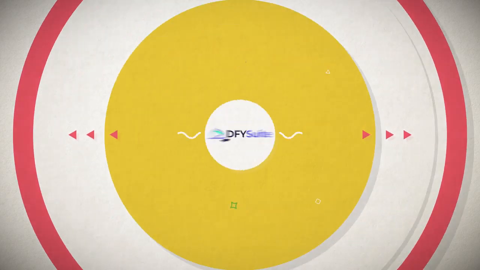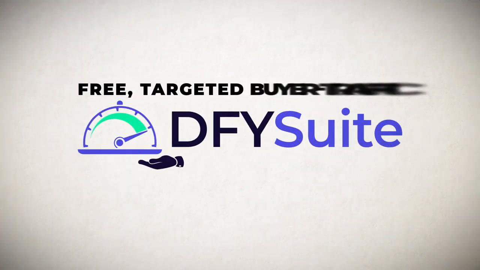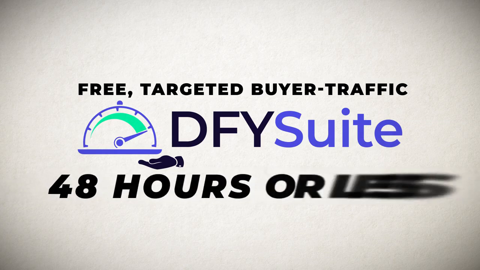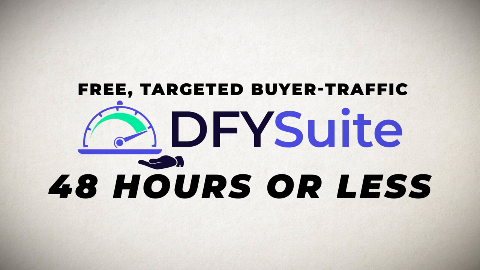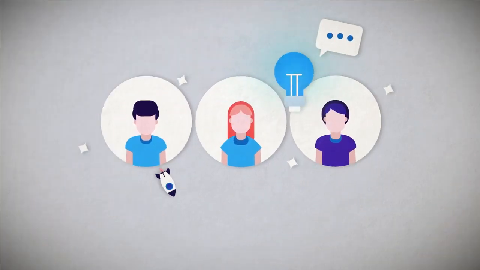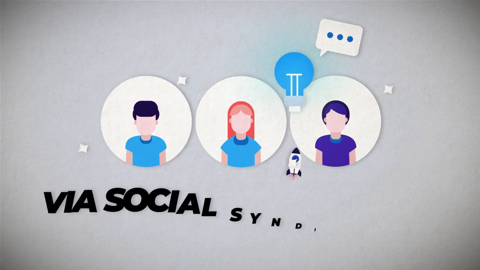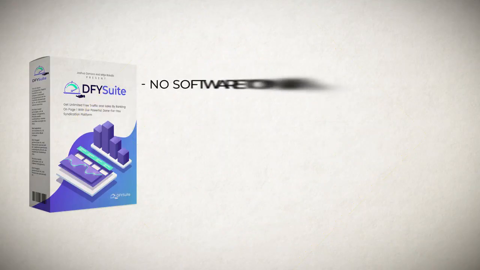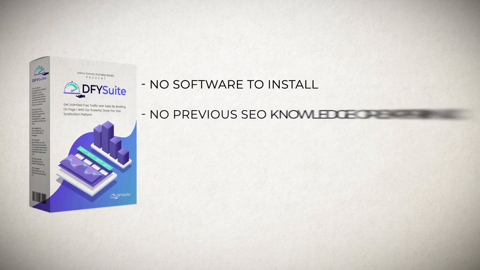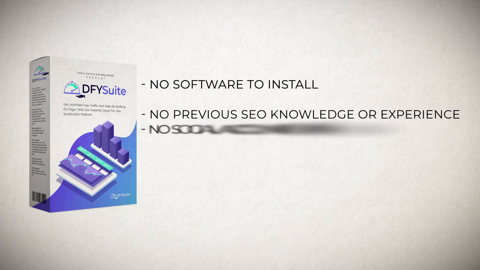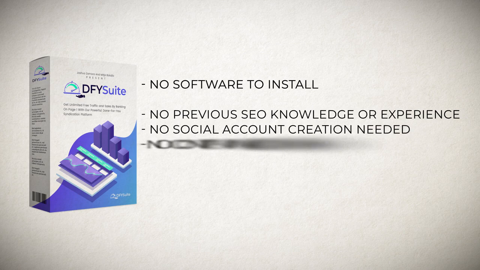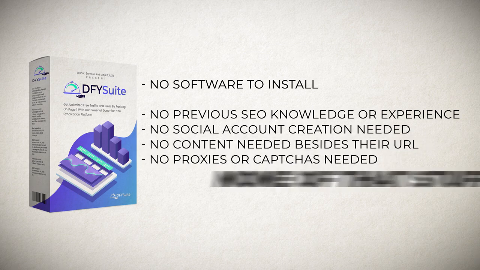Now, DFY Suite will allow you to get free targeted buyer traffic in 48 hours or less by leveraging the power of high quality social syndication with this brand new DFY system. So yes, you can now leverage the power of page one rankings via social syndication with no software to install, no software training to learn, no previous SEO knowledge or experience, no social account creation needed, no content needed besides your URL, no proxies or captchas needed, none of that stuff.